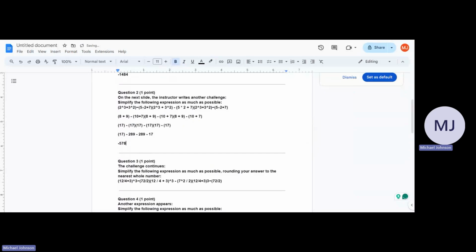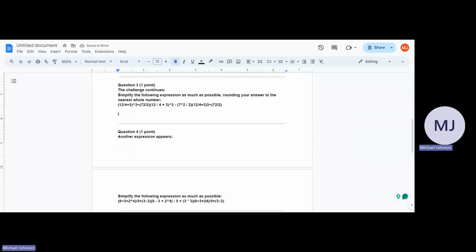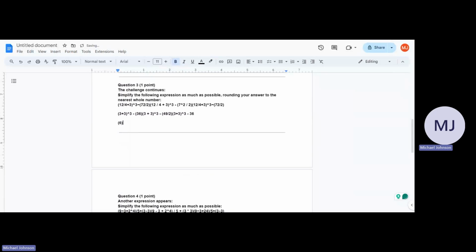And if you keep going here, 12 divided by 4 to start would be 3, plus 3 cubed, minus 72 divided by 2 is 36, and then 3 plus 3 is 6, and then cubed, minus 36. 6 cubed, and then minus 49 divided by 2 would be 24.5.